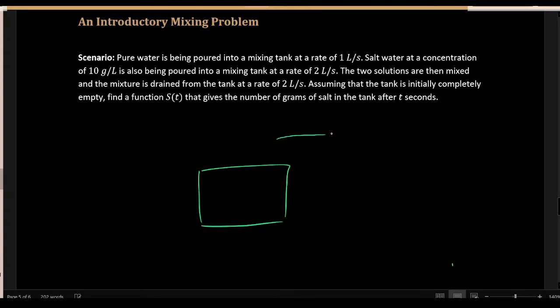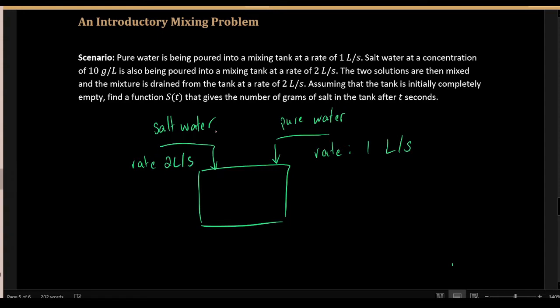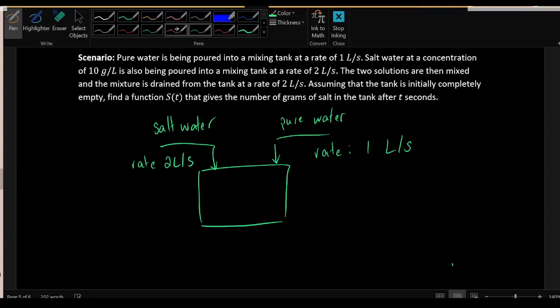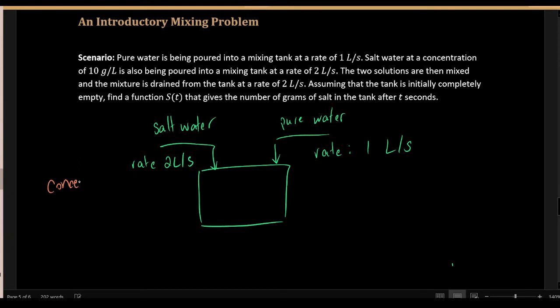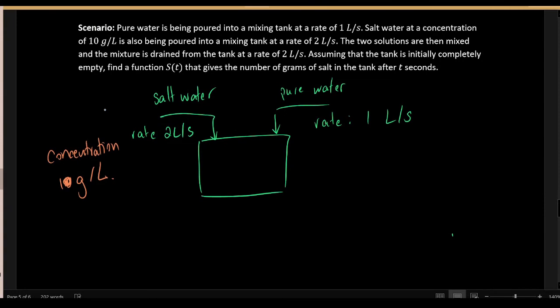Now, pure water is coming in at a rate of 1 liter per second. Salt water is coming in at a rate of 2 liters per second. And we're told that the concentration of the salt water is 10 grams of salt per liter. I have no idea if these numbers are realistic, but they're nice round numbers, which is good enough for me right now.